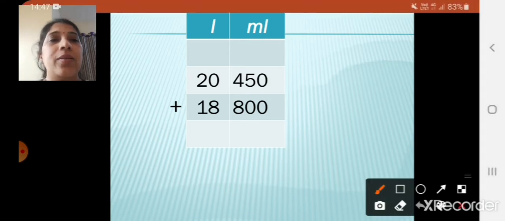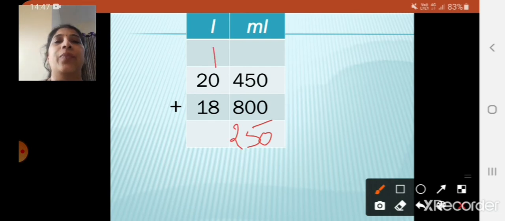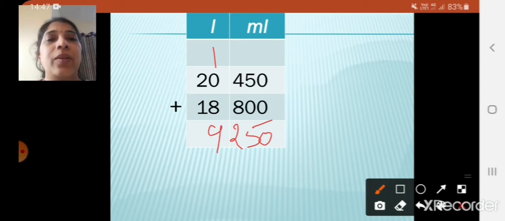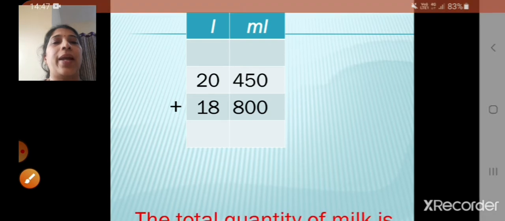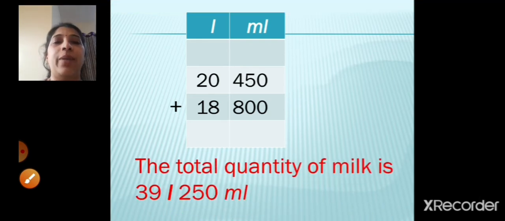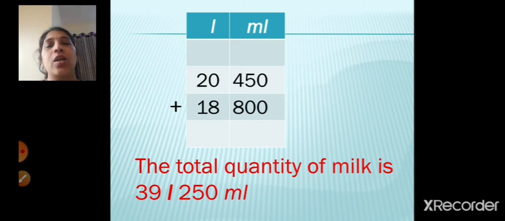0 plus 0 is 0. 5 plus 0 is 5. 4 plus 8 is 12. So 2 you will write down here. 1 carried over. 1 plus 8 is 9. And 2 plus 1 is 3. Right? So how much you got? 39 liter 250 ml. Right? So you will write the total quantity of milk is 39 liter 250 ml. Right children? So I hope students you have understood the example of word problem. One was of subtraction and one was of addition.